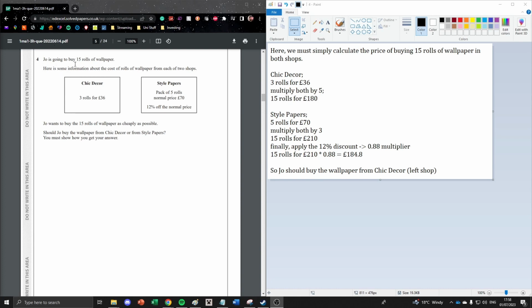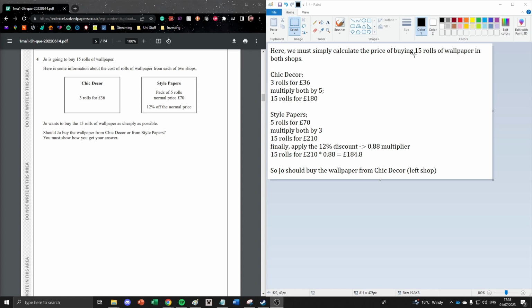Question 4 is a classic price comparison word problem. So we're told that Joe's going to buy 15 rolls of wallpaper, and there are 2 shops from which she can buy this wallpaper. At the first shop, the pricing is 3 rolls for £36, and at the second shop, it is £70 for 5 rolls, but with 12% off this normal price. So we're asked from which shop should she buy the rolls if she wants to spend the least money.